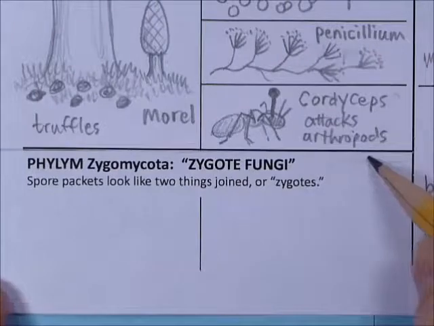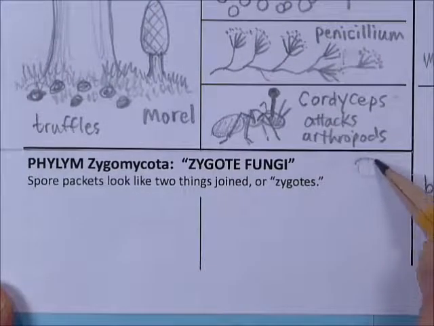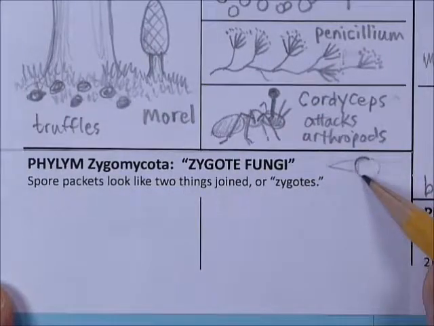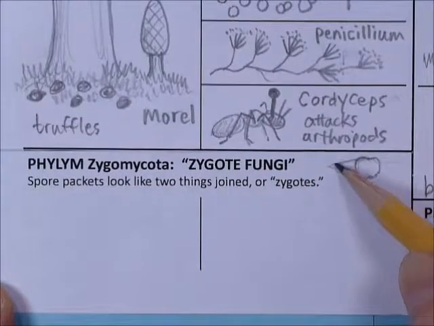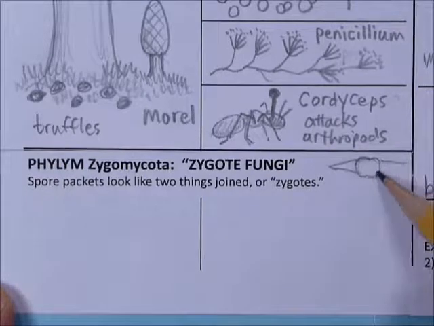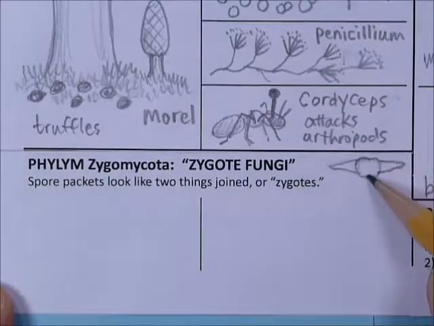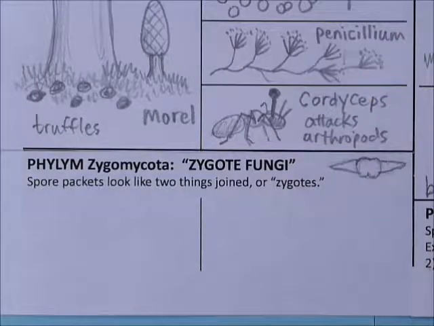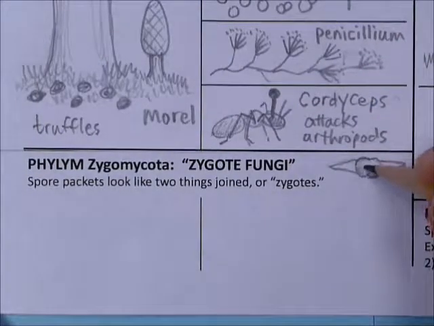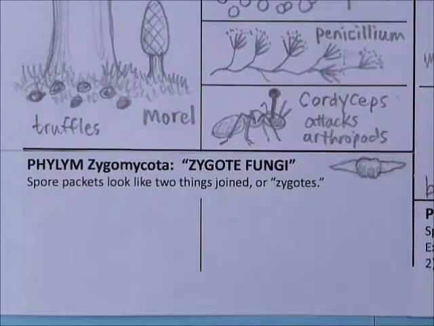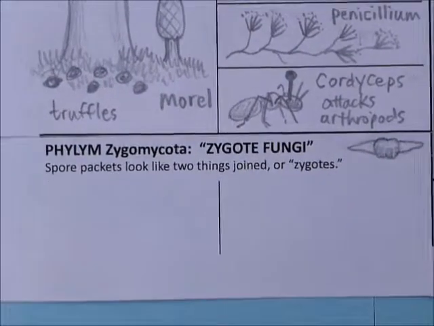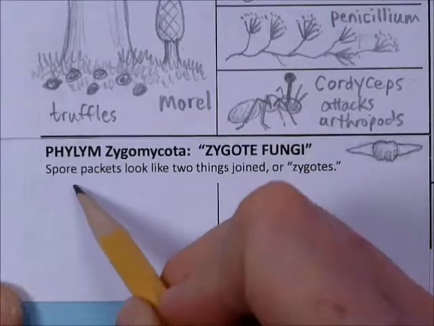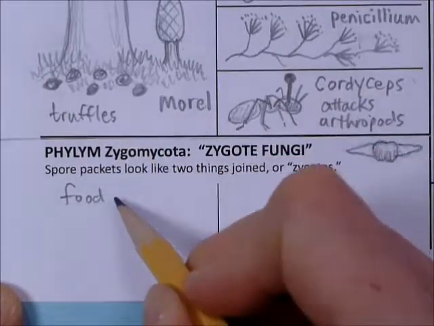So let's put that little zygote structure right in here. They don't all look just like this, but this will help us remember that picture. And it's fun because it looks like smashed ice cream cones. And then down here, let's draw some bread mold and some fruit mold. Let's just write food molds.